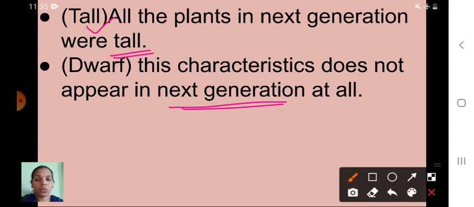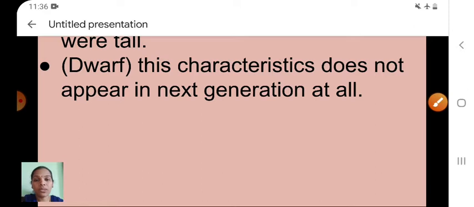So first Mendel took one tall plant and one dwarf plant and crossed them. After some months, a new generation was formed, and in that new generation all plants were tall. That's why Mendel said that tall is the dominant characteristic. In the next generation there was no dwarf plant, so the dwarf characteristic does not appear in the next generation at all. I hope you understood this one.